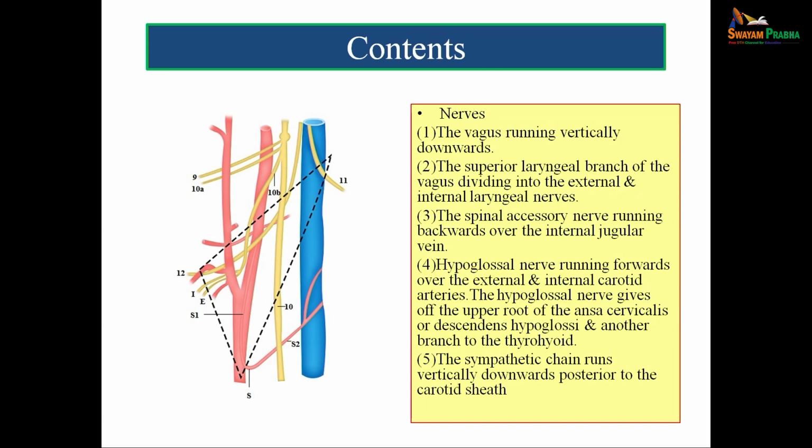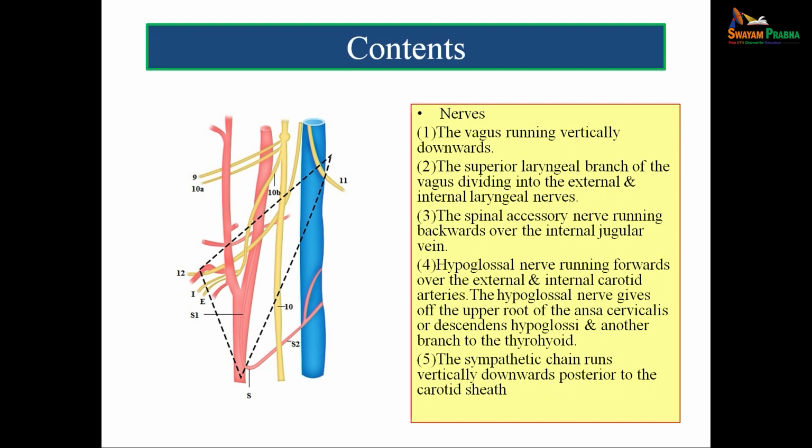Then the carotid triangle also has got nerves in relation to it. If you see in the figure, the vagus nerve is running vertically downwards. So, it is represented by 10. So, we see the 9th nerve also there, and 10A is representing the pharyngeal branch of vagus nerve which is lying there.